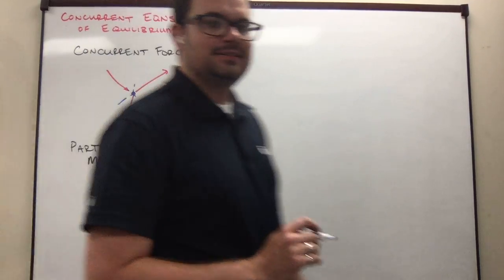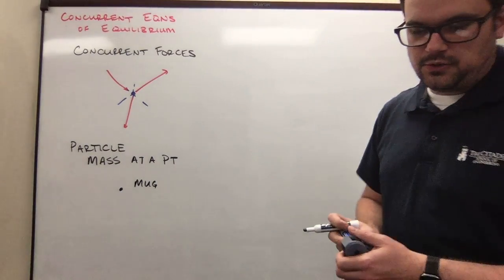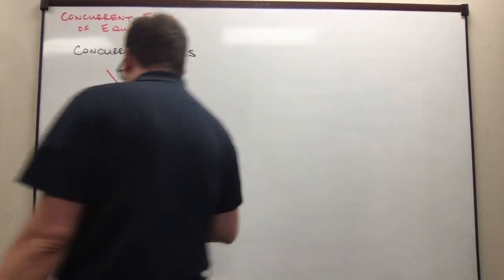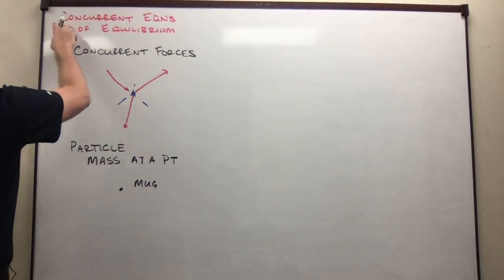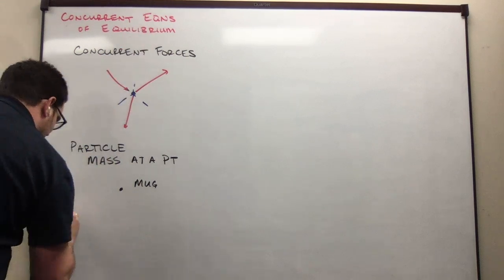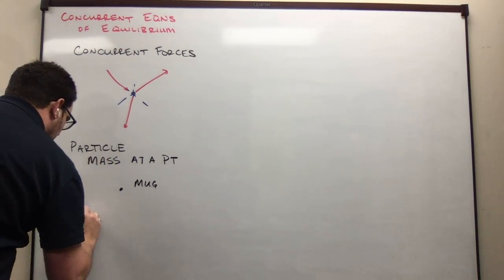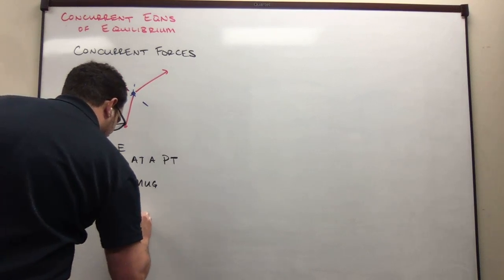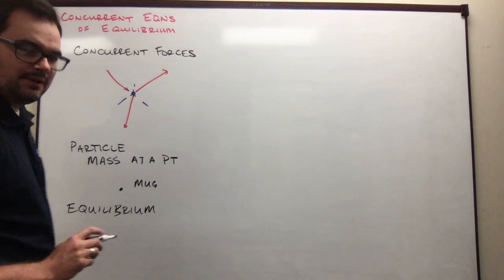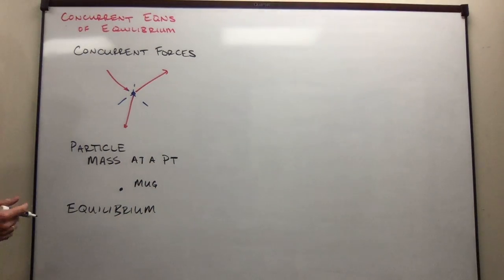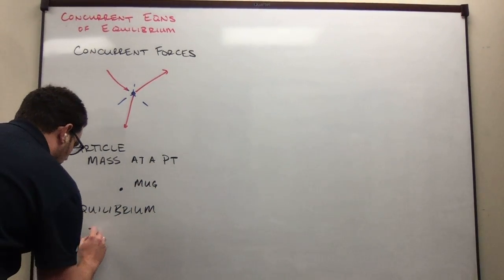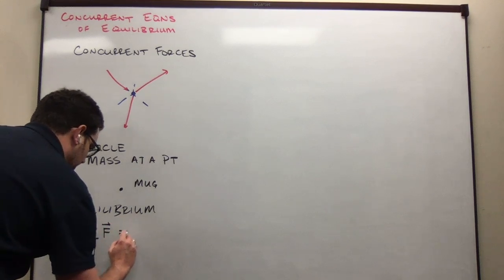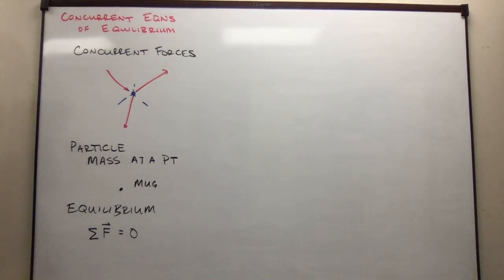label it like so. So we're going to have a particle with a mass at a point, and then we're going to think through all of our forces. This is our concurrent equations of equilibrium. All of our forces are in equilibrium, which means that we can use Newton's first law, where we're going to say the sum of the forces is equal to 0. Yay, nothing moves.